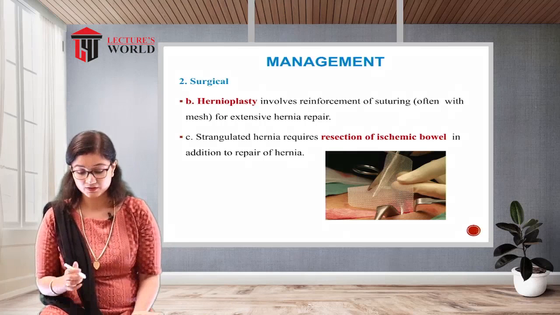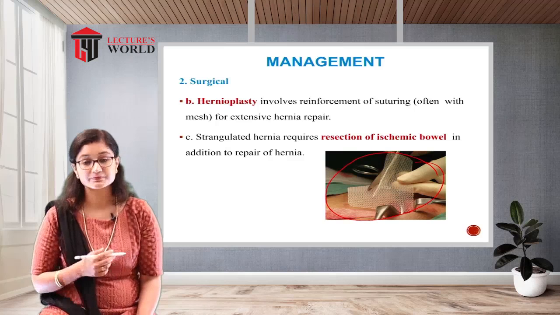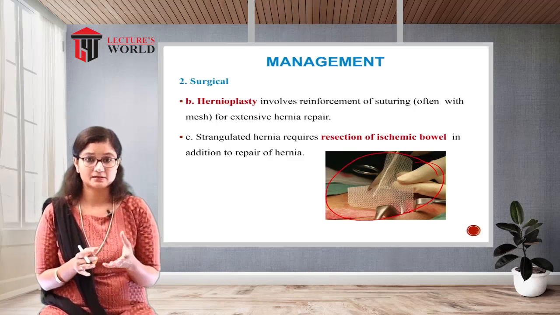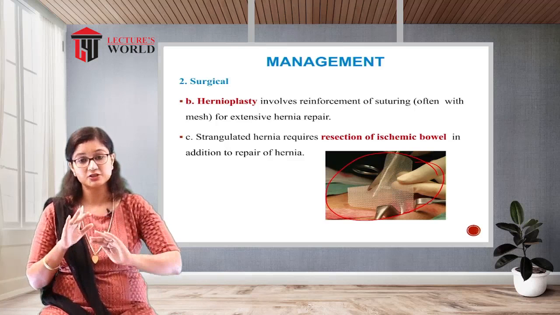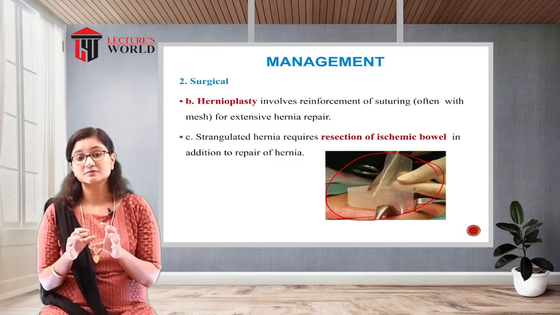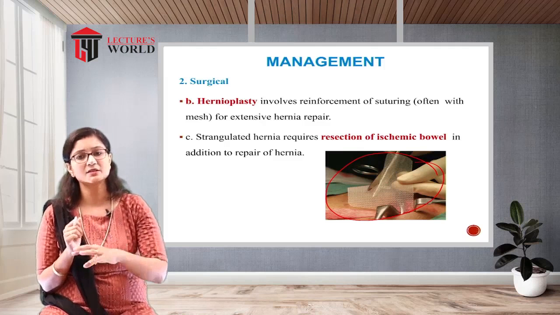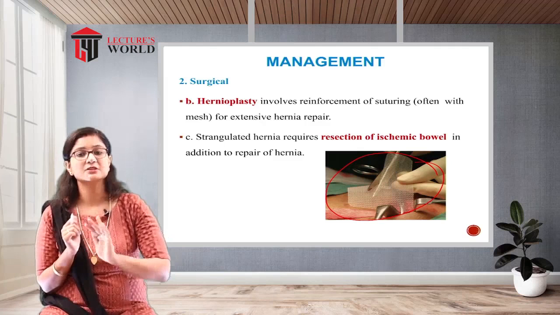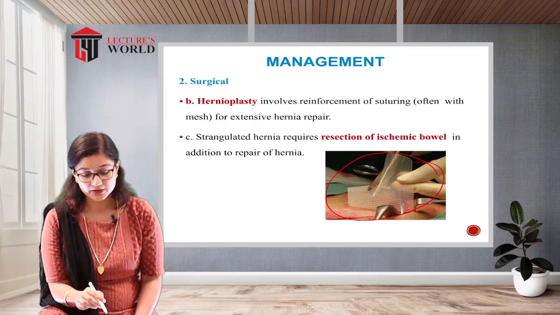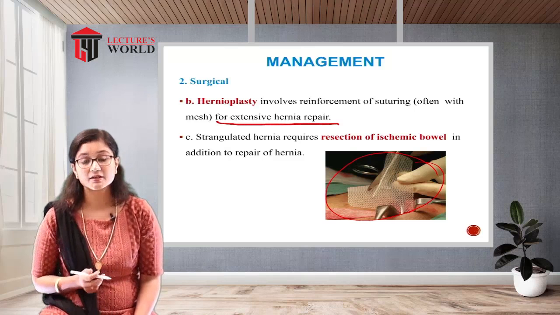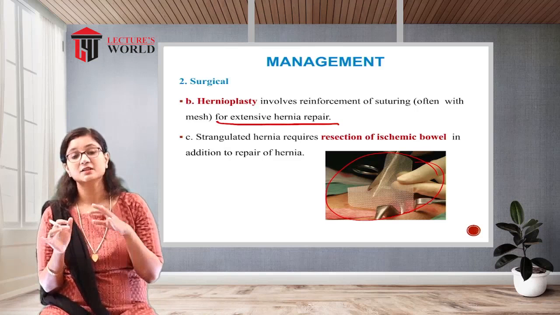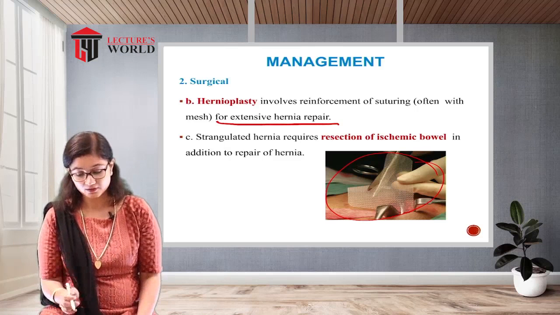What is a mesh? This is a mesh, you can see in the picture. This is also called mesh plasty, where we apply this mesh over the herniated organ, like the small intestine which is coming out, and then we place it back with the mesh. It involves reinforcement of suturing, often with a mesh, for extensive hernia repair. So the mesh is used to bring the organ back to its original region.